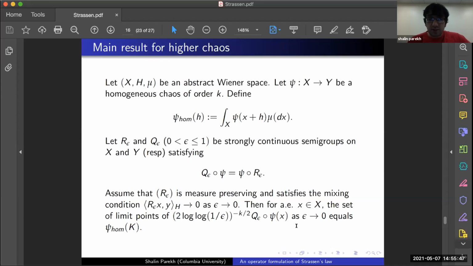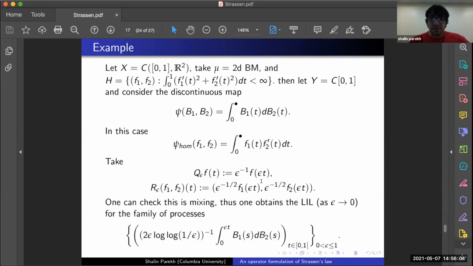I guess I've kind of run out of time. So the fact is, you really only need to assume that there exists some R epsilon satisfying this, and you get the sort of behavior you want for higher chaos. I had an example. There's no time to do the example.